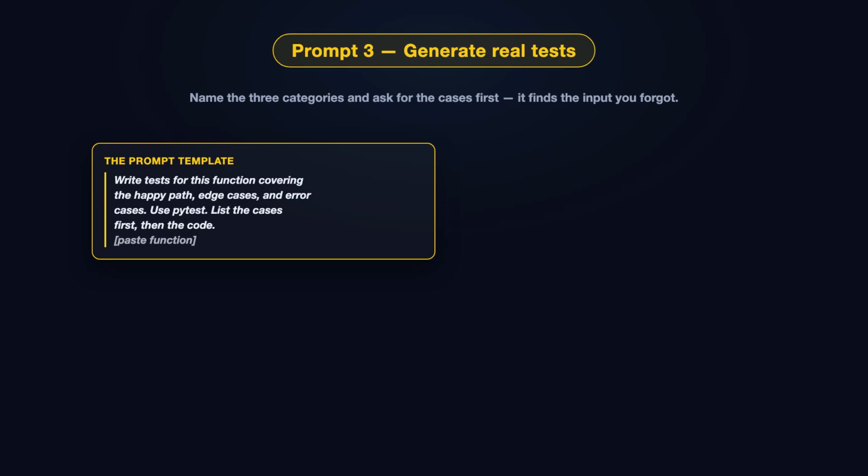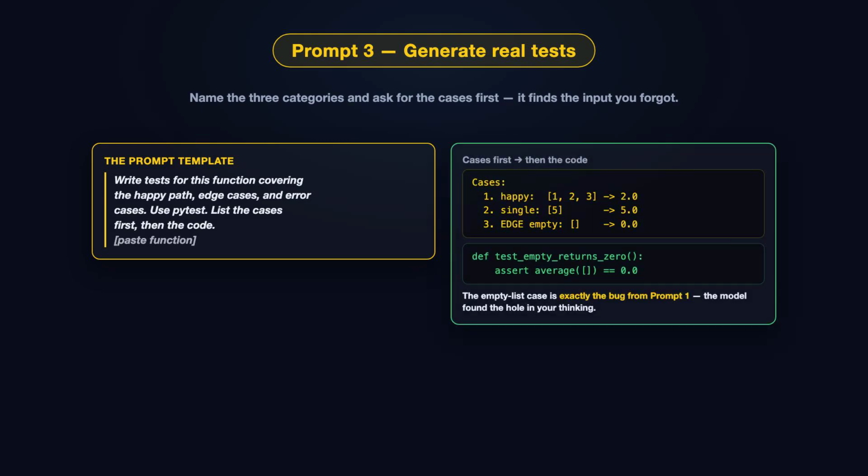Prompt 3, Writing tests. Ask for tests and you'll usually get one happy path assertion that proves nothing. This template gets you real coverage. Write tests for this function covering the happy path, edge cases, and error cases. Use PyTest. List the cases first, then the code. 2 things matter here. Naming the 3 categories, happy path, edge cases, error cases, forces the model to think about the inputs you didn't. And list the cases first, then the code means you get a plain English checklist you can eyeball before you trust a single line of test code.